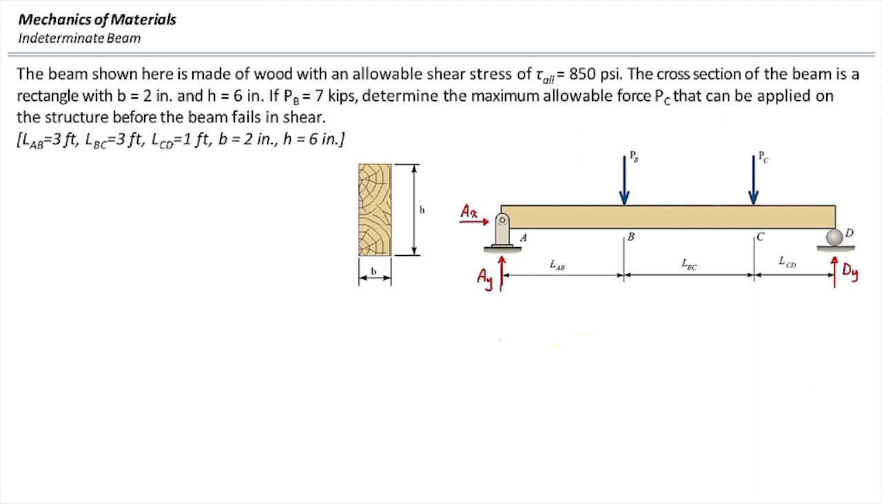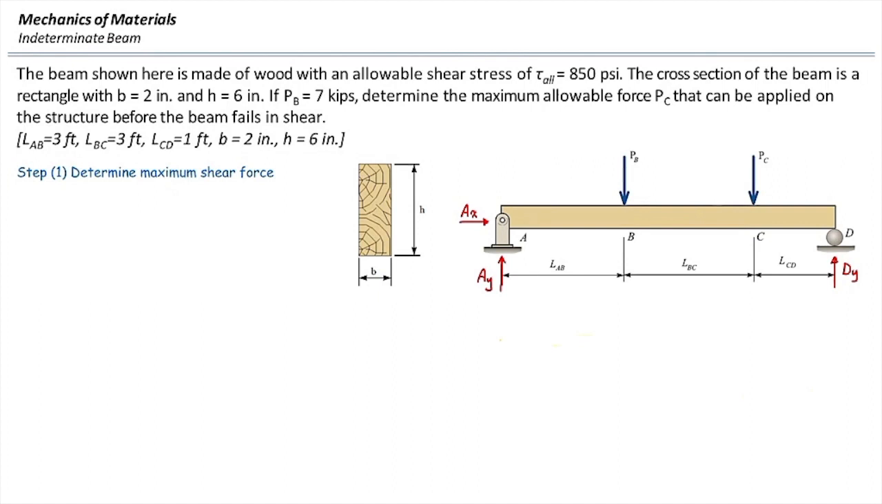In this case, the maximum allowable shear stress is given, 850 psi. The section is a rectangle, and the forces, one of them is given, the other one is not, and I need to determine that. In order to solve this problem, we need to ensure that the maximum shear stress in the beam is not exceeding 850 psi. That means that we need to determine the maximum shear force, the maximum Q, also determine I and thickness, and determine shear stress, and make sure that shear stress is not exceeding 850 psi. Alright? The first part is determining the maximum shear force from the shear diagram.